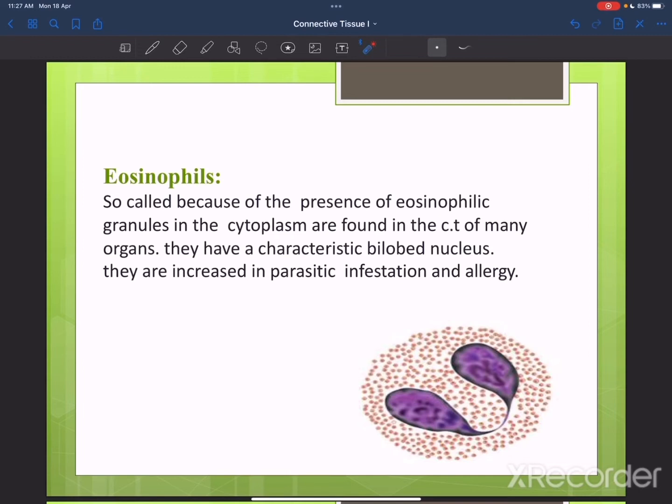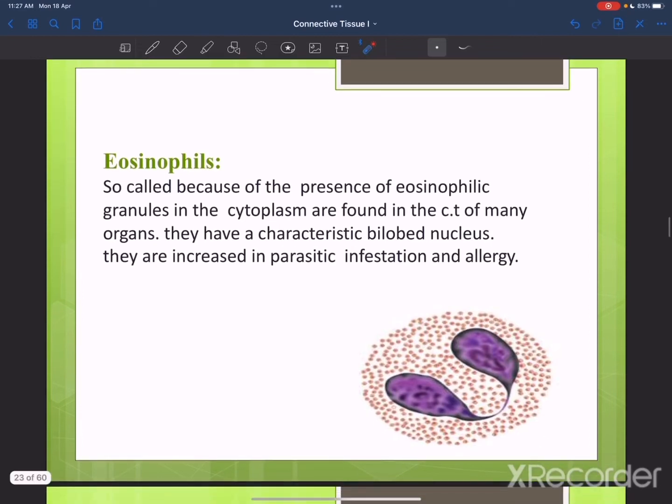In a blood film, you can recognize it by the characteristic large number of granules which are pinkish to somewhat reddish in color. These eosinophilic granules are found in the connective tissue of many organs. They have a characteristic bilobed nucleus, so you can easily recognize it and differentiate it from the other cells. They increase in general in parasitic infection.